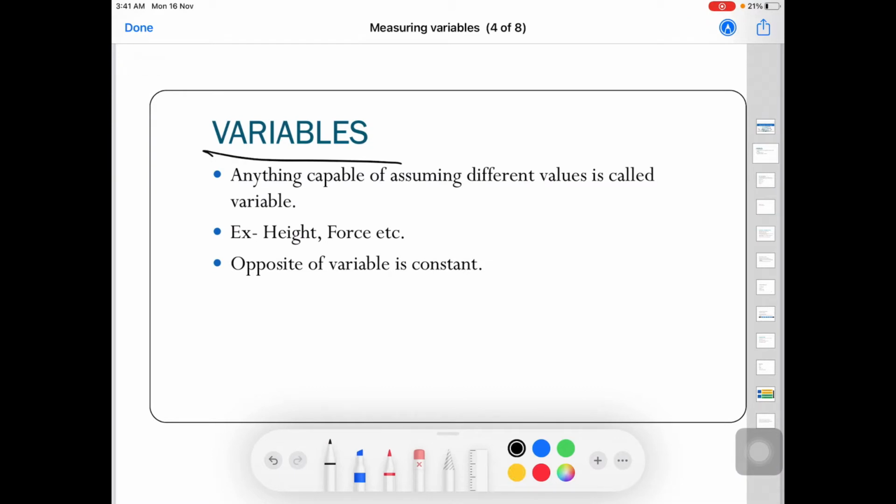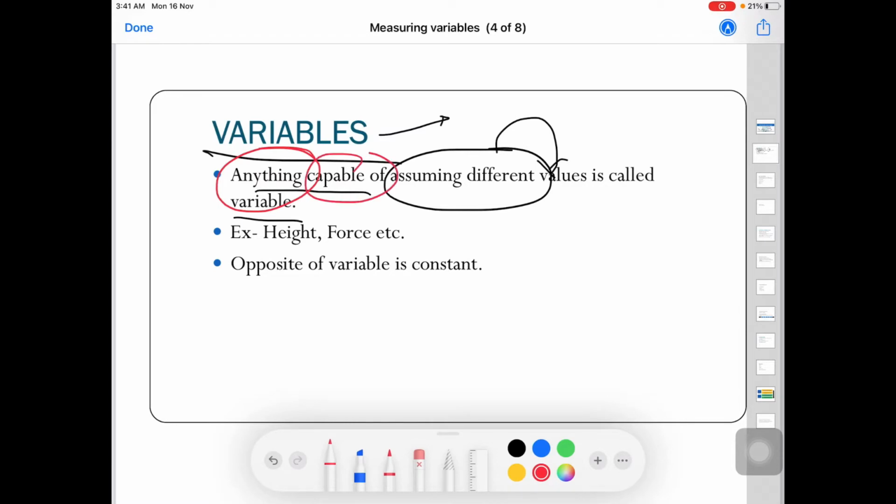The first question is, what is a variable? Anything that is capable of assuming different values is termed a variable. I have made a separate video on variables and their types. You can go and check it out. So here the variable can be anything which is capable of assuming different values. As the name suggests, a variable is something that varies.